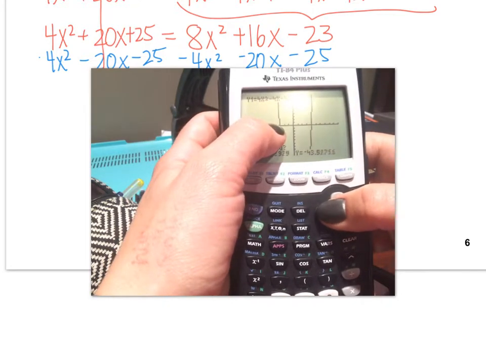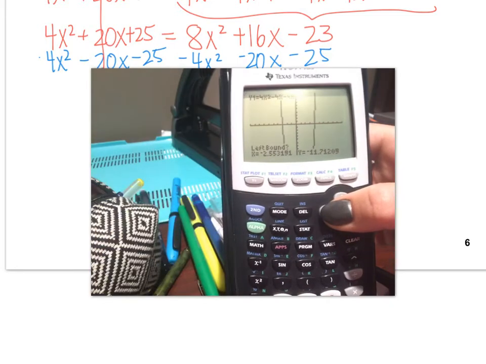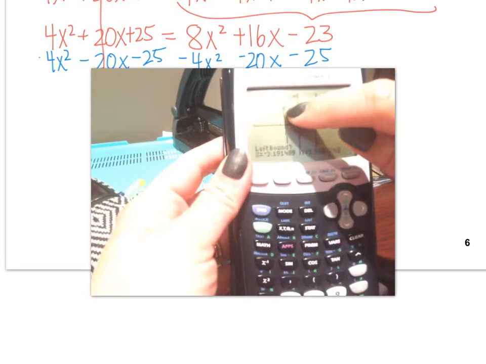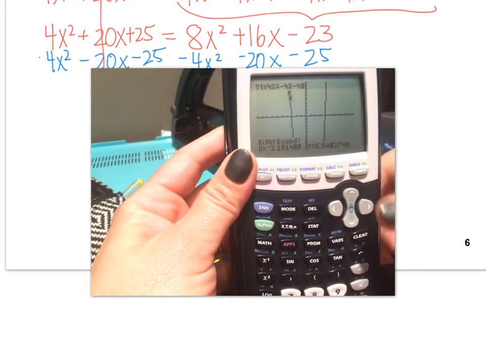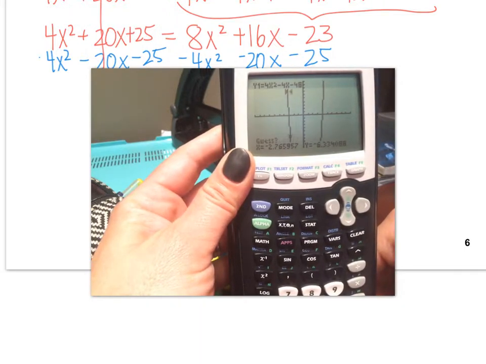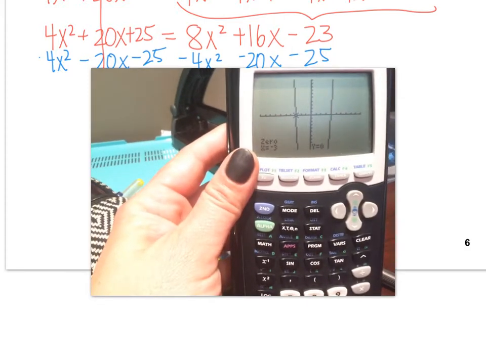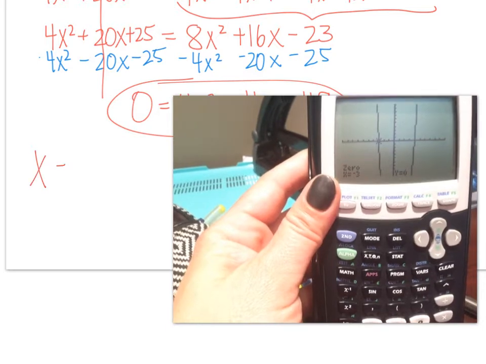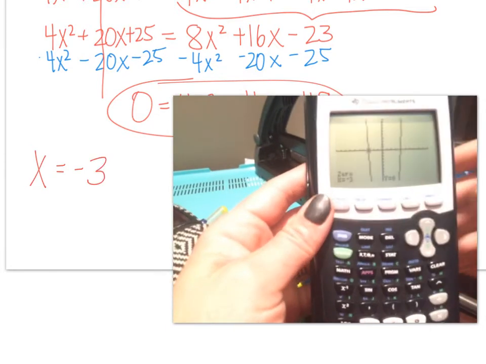And I want the left bound. I'm going to do this one first. So my left bound has to come up above there. I'm going to hit enter. I need a right bound, so I'm going to go below, and hit enter, and it's going to guess. And I get an x-intercept of -3.